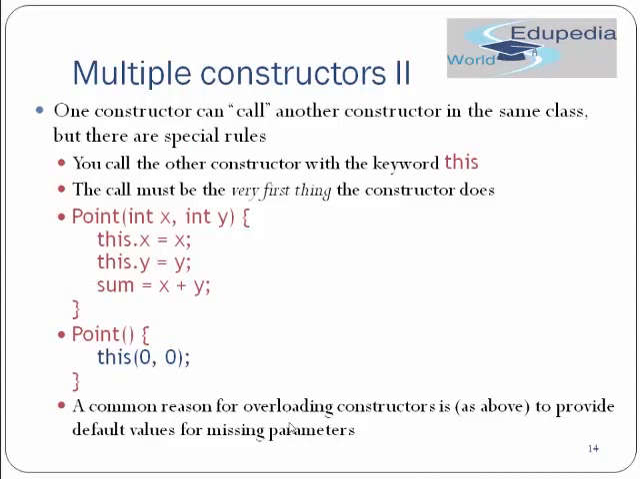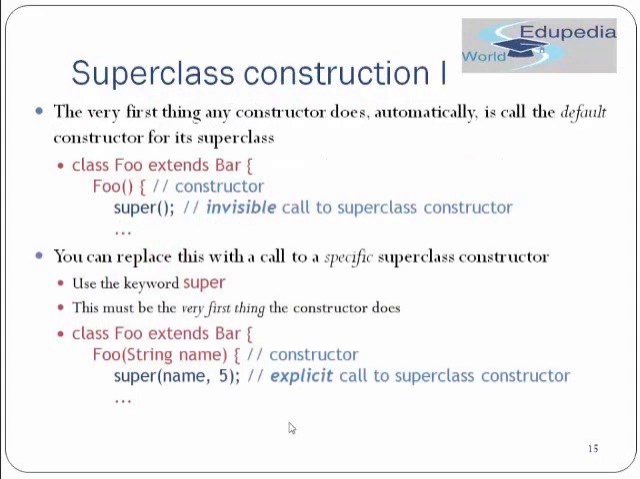One constructor can call another constructor in the same class using the this keyword. But there are special rules. You can call the other constructor with the keyword this, and the call must be the very first thing the constructor does. It cannot be that after writing some statement you do this. It has to be the first statement. The common reason for overloading a constructor is to provide default values for missing parameters. Fine.